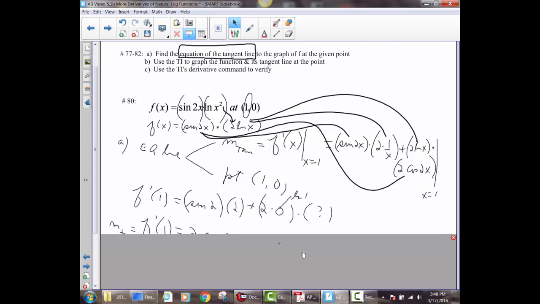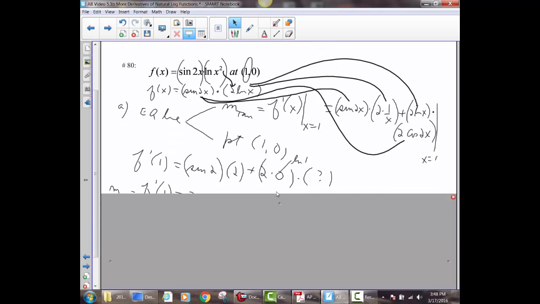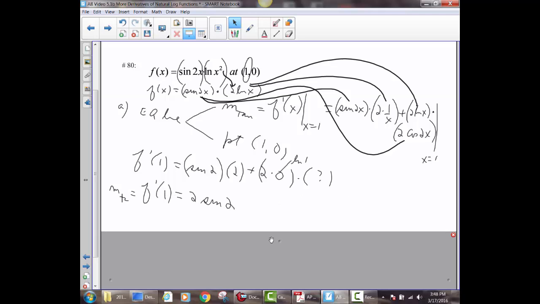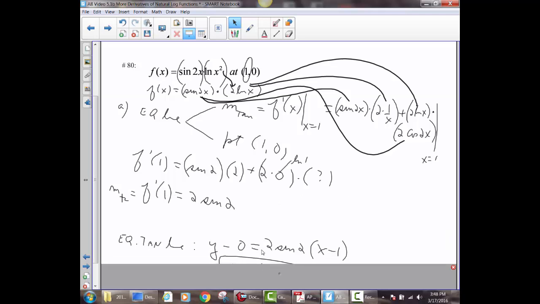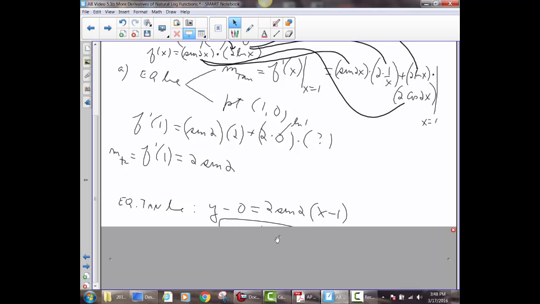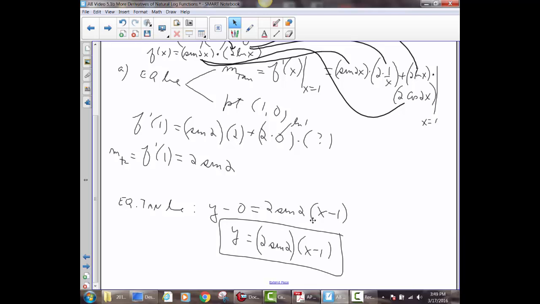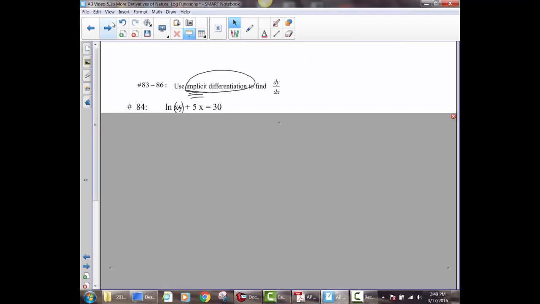So we now need to replace all these x's by 1 because we're evaluating it at 1. That becomes sine of 2 times 2 plus 2 times 0, because the ln of 1 is 0, e to the 0 equals 1. And 0 times, who cares what? It's 0 times. So we end up with a slope of 2 sine 2, and the point was (1, 0). We plug in the point and the slope into the point-slope form, and we're done.